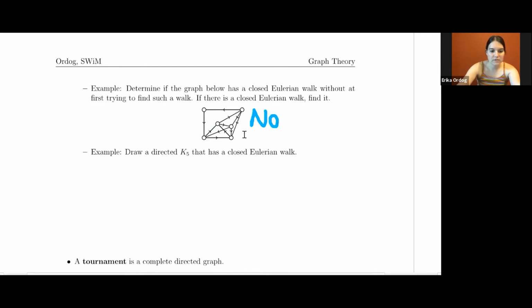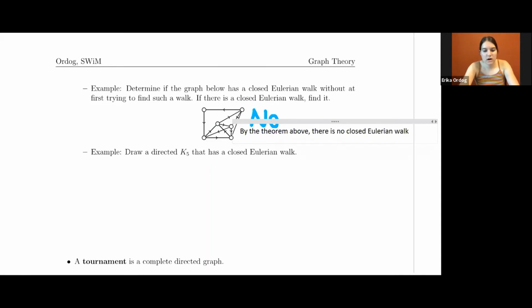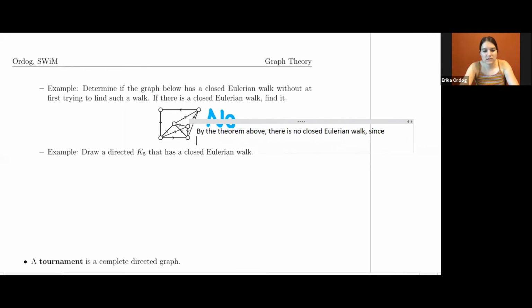Okay, so by the theorem above, there is no closed Eulerian walk since the graph is not balanced.